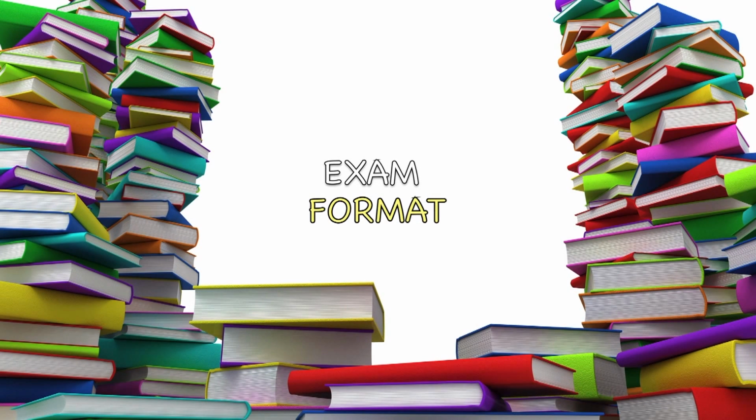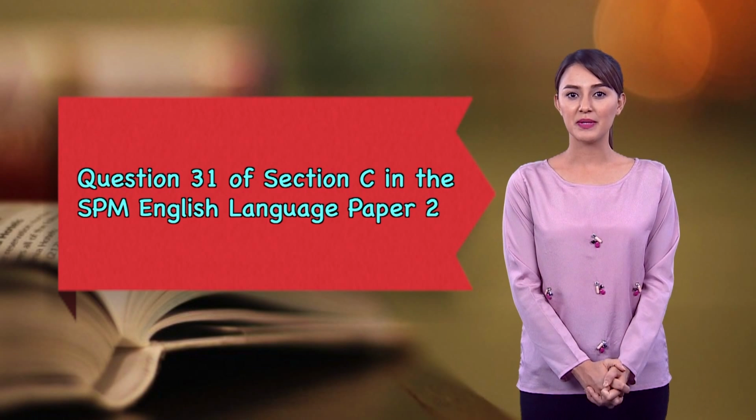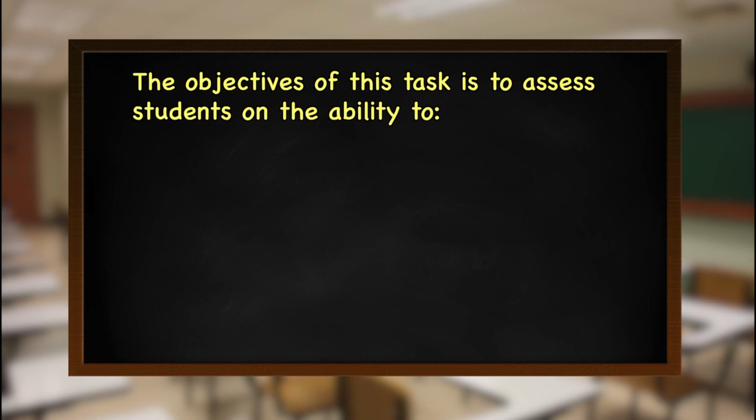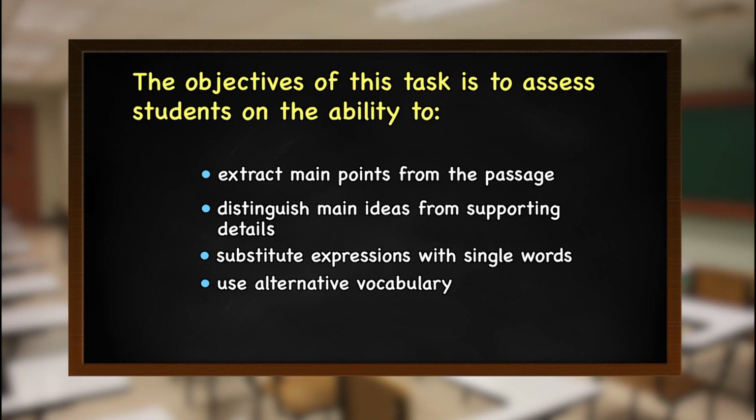Exam format. Question 31 of Section C in the SPM English Language Paper 2. This question is a continuation from the reading comprehension questions in Section C. The objectives of this task are to assess students on the ability to extract main points from the passage, distinguish main ideas from supporting details, substitute expressions with single words, and use alternative vocabulary.